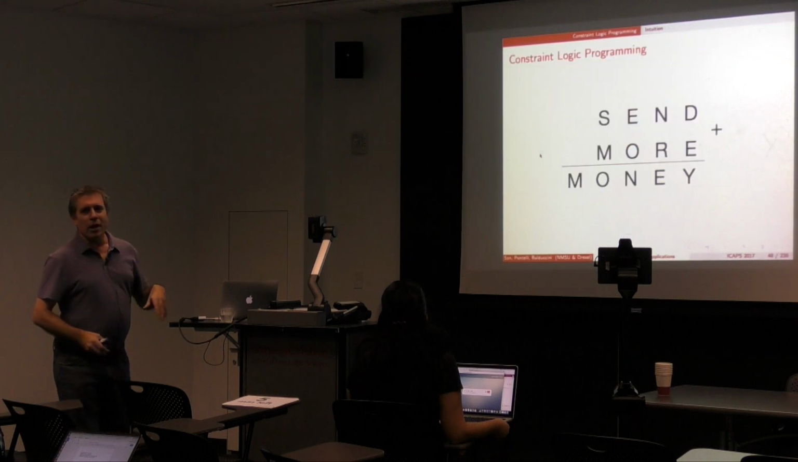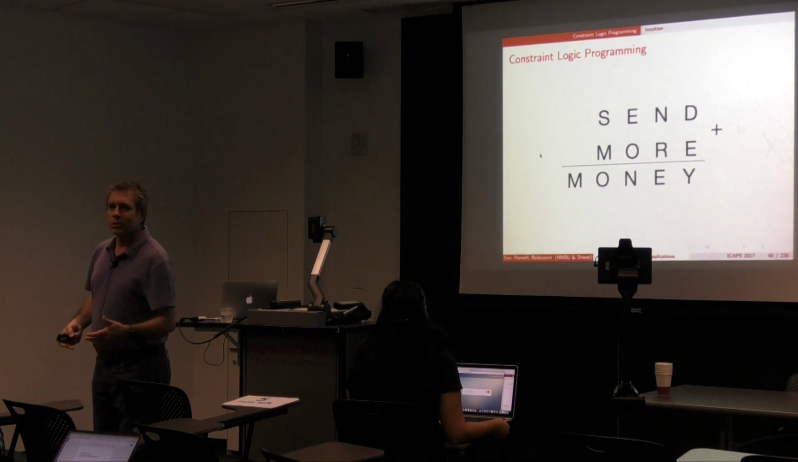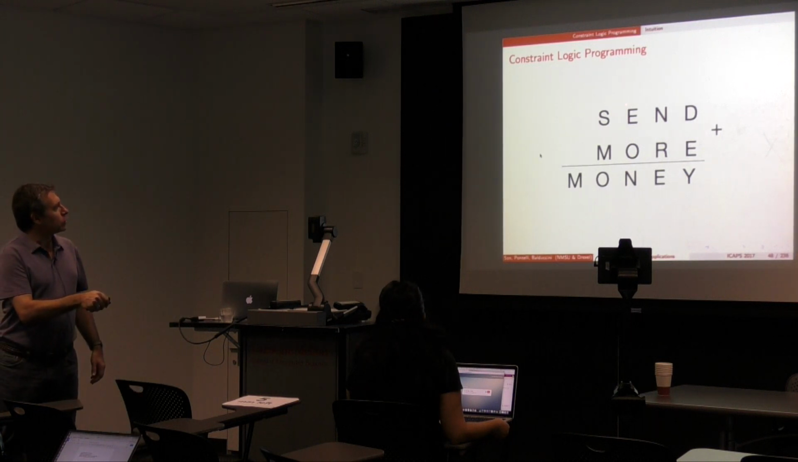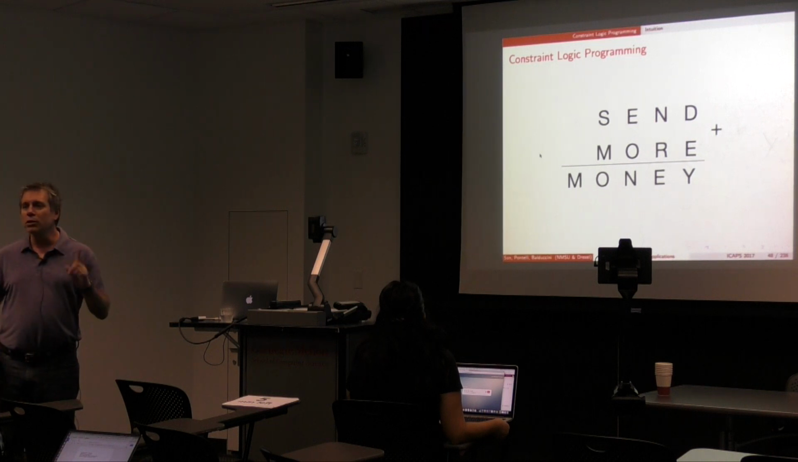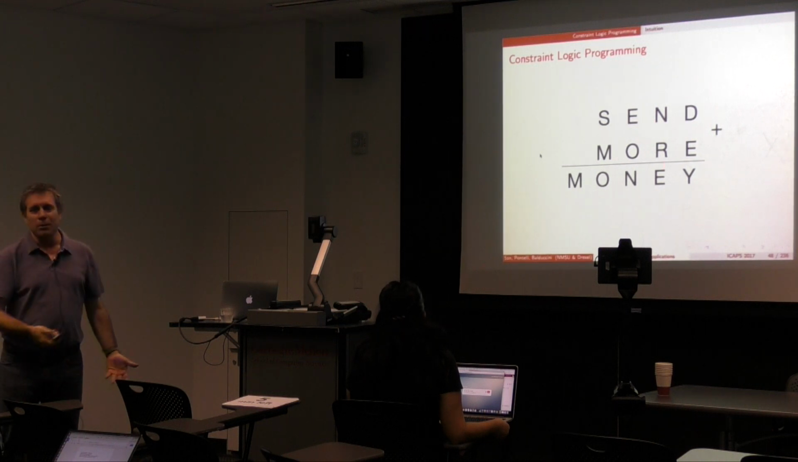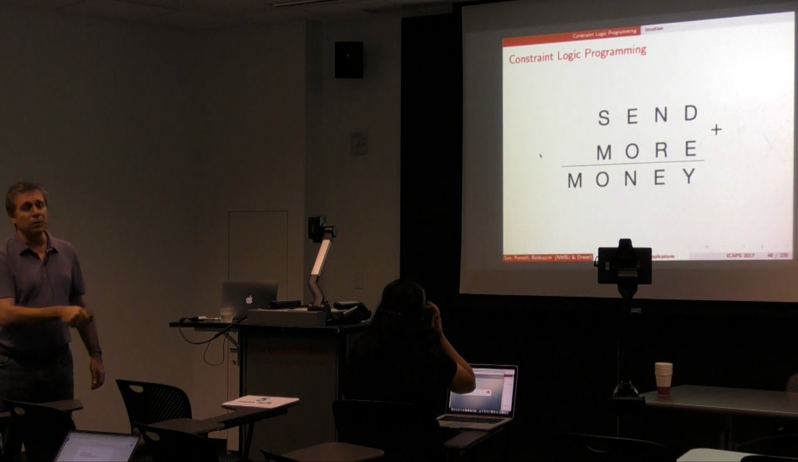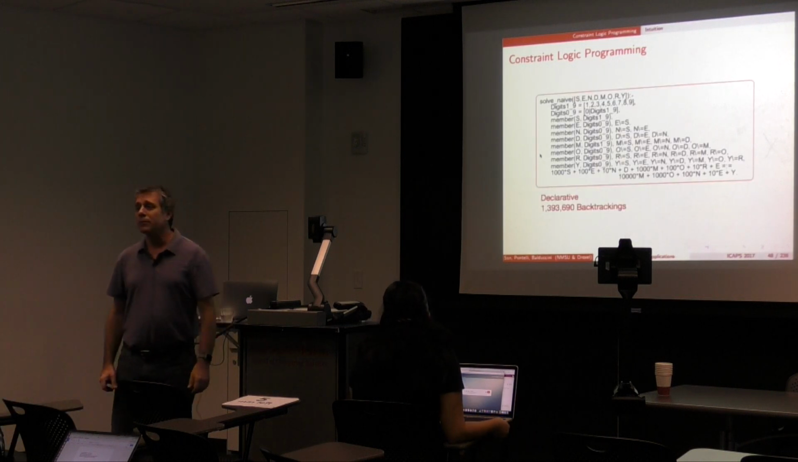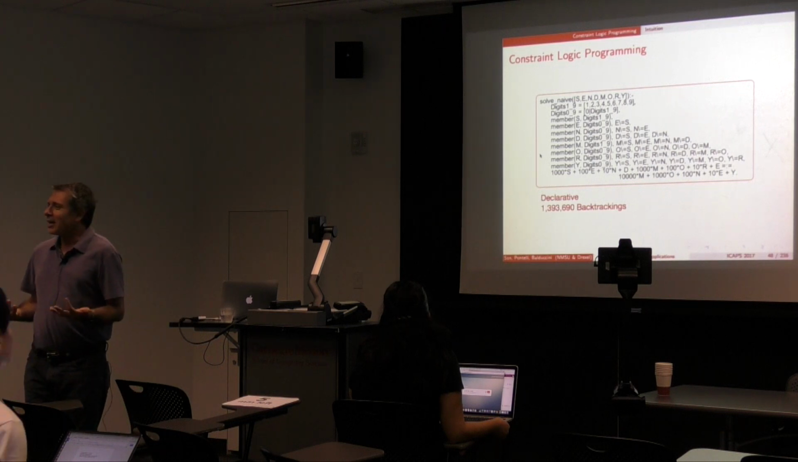So let me just give you the hello world of constraint logic programming, which is a typical puzzle, SEND plus MORE equal to MONEY. So what we want to do, we want to associate to every letter here one digit, so that actually this sum is correct. And all the digits have to be different from each other. So if I was encoding this in Prolog, I would be writing something like this. It's fairly declarative. It does make sense.